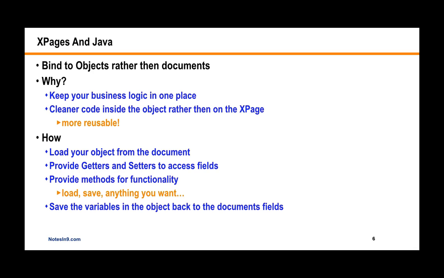So how does it work overall at a high level? You load your object from a document. The document feeds this Java object, and then you throw away the document itself. You're done with it.